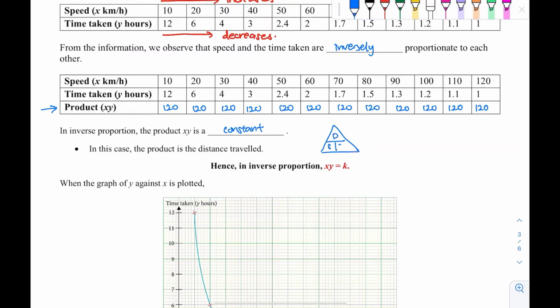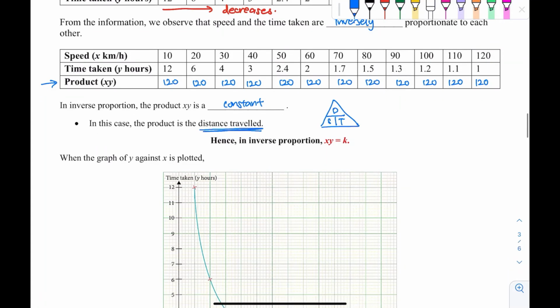More particularly to this example, speed and time, when we recall from what we learned in primary school, when I take speed to multiply with time, I'm actually getting the distance traveled. So the product is the distance traveled for this example. So what we see is that the product of x and y gives us a constant k. So in inverse proportion, x times y equals k.